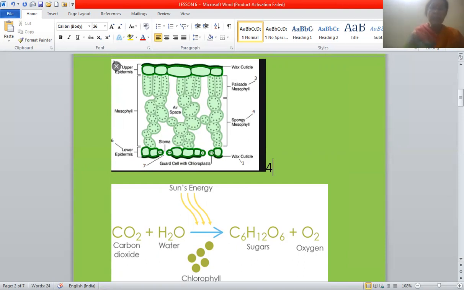6 CO2, that means 6 molecules of carbon dioxide, plus 12 molecules of water, in the presence of sunlight and chlorophyll, will give you 1 molecule of sugar, that is C6H12O6, plus 6 molecules of water plus 6 molecules of oxygen. I'll repeat: 6 CO2 plus 12 H2O in the presence of sunlight and chlorophyll will give you C6H12O6 plus 6 H2O plus 6 O2.